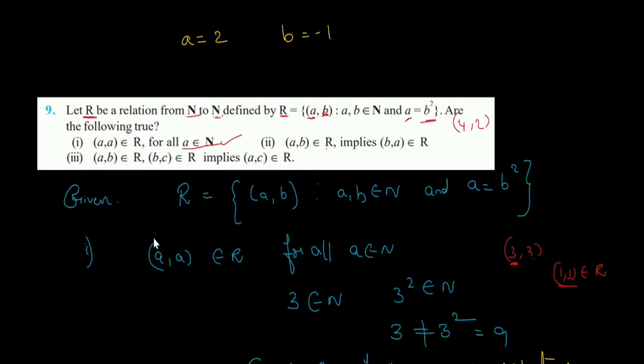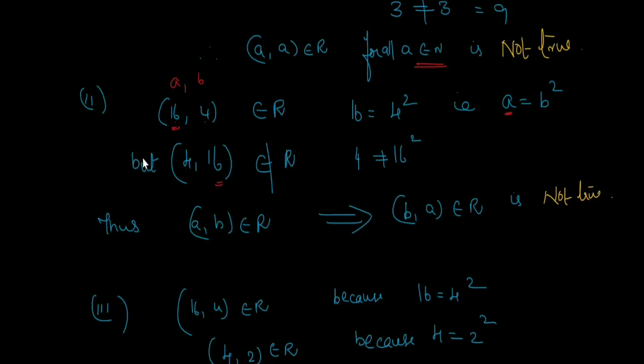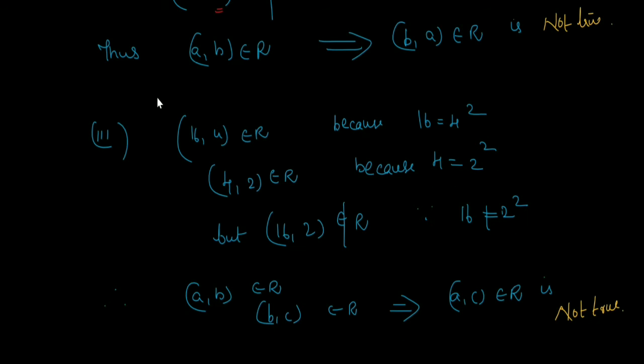Now the third statement: if (a, b) belongs to R and (b, c) belongs to R, implies that (a, c) belongs to R. The second element of the first pair and the first element of the second pair are equal. So you should give an example like that. We take the same example. (16, 4) belongs to R, because when you square the second element, you get the first element. 16 is 4 square.